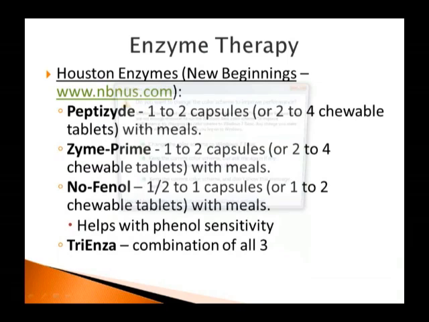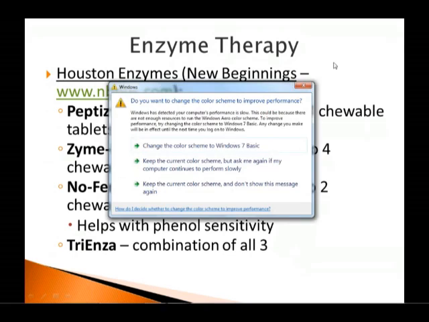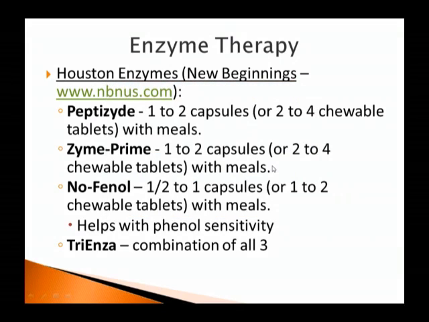The Peptizide is the enzyme to help digest peptides like in gluten or casein. Zyme Prime is more of the all-around enzyme, fat, protein, and carbohydrate digestion. No Phenol helps with some of the phenol foods. These are sort of the colorings or different ingredients in certain fruits and vegetables that some kids react to, which can cause behavioral issues. And then Trienza is a nice way to go because Trienza is a combination enzyme of all three.